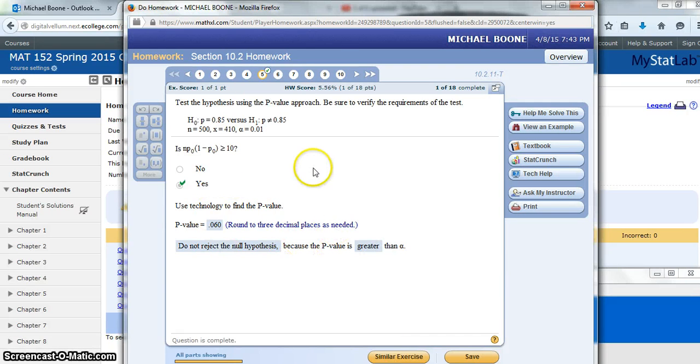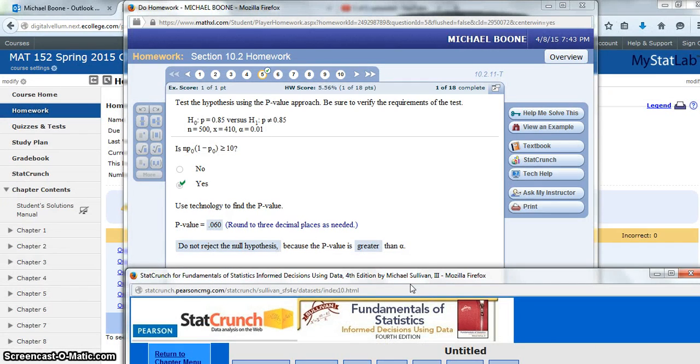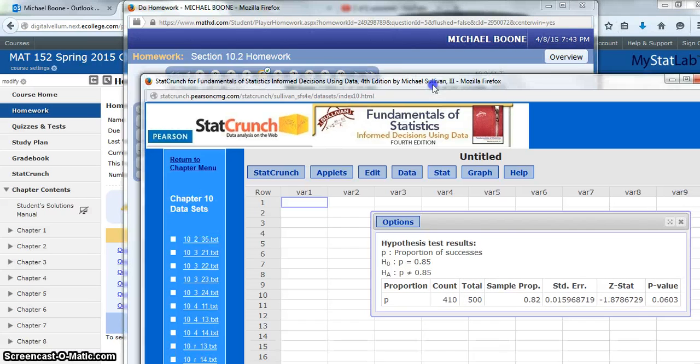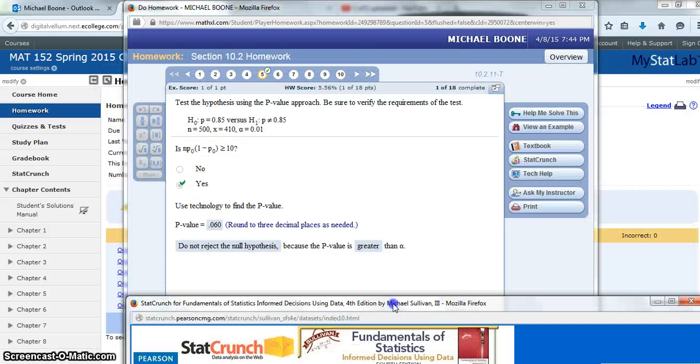So what we've just said here is that based off of our sample that we took, 410 out of 500, see if I can get back to my StatCrunch. That gave us a sample proportion of 0.82, which is not 0.85, but it's close enough to 0.85 for us to say we still think the proportion is 0.85. So that's what we're kind of saying.